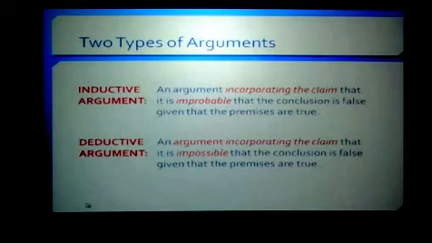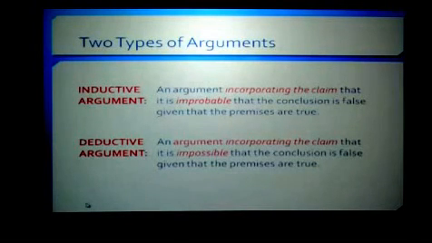For deductive arguments, we also have an argument incorporating a claim. The claim that is being incorporated is about the impossibility of the conclusion being false given that the premises are true. Now, the reason why deductive arguments incorporate an impossibility claim is because deductive reasoning involves the intent of the author that if the premises are true, then the conclusion would definitely be true.